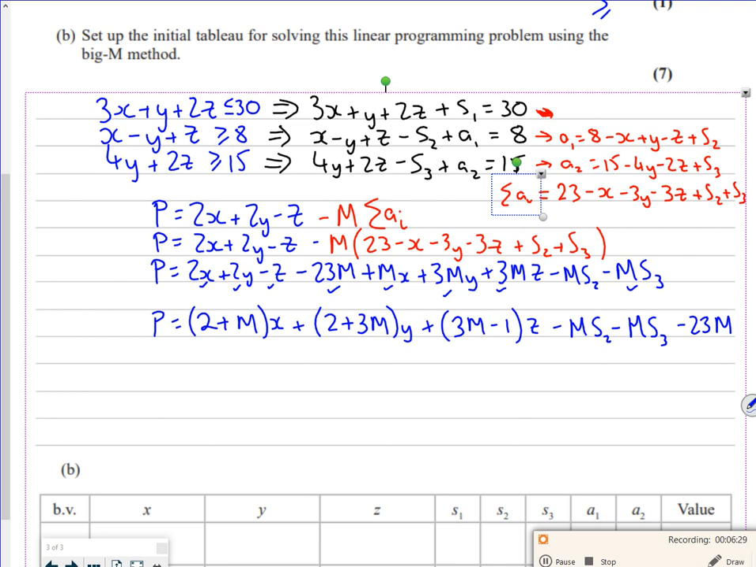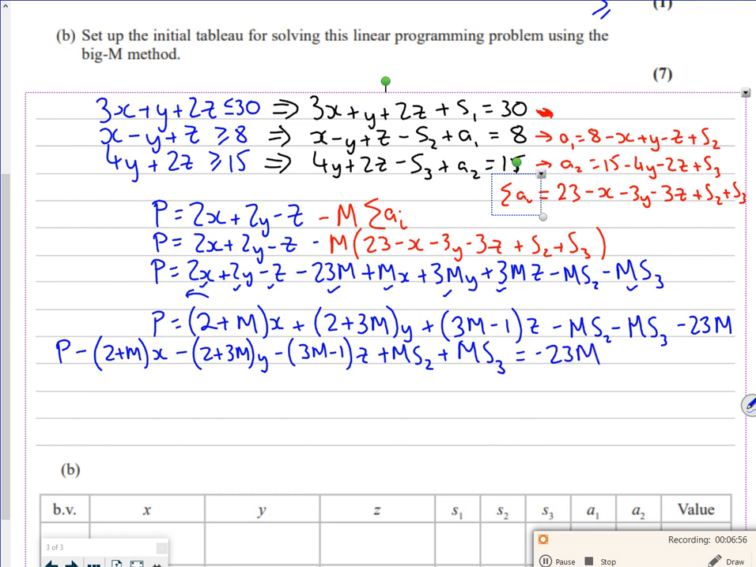Then just like simplex, I move everything else over onto the other side. So I've got P minus 2 plus M lots of x, minus 2 plus 3M lots of y, minus 3M minus 1 lots of z, plus M s2 plus M s3 is equal to a value of minus 23M there. So these now, which bits? This and this and this and this big whopper here need to go into my tableau now.